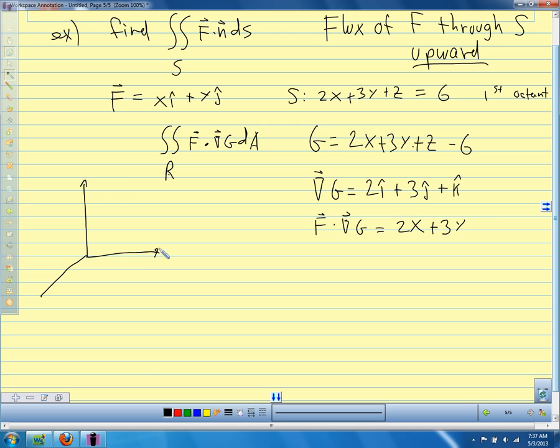If you worked on last night's homework, you did a couple of these. To sketch a plane in the first octant, I'm going to let x and y equal 0, y and z equal 0, etc., and find where they intersect the axes. So I get z equals 6, x equals 3, and over here y equals 2.